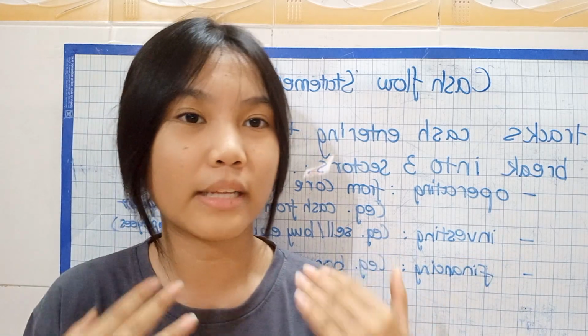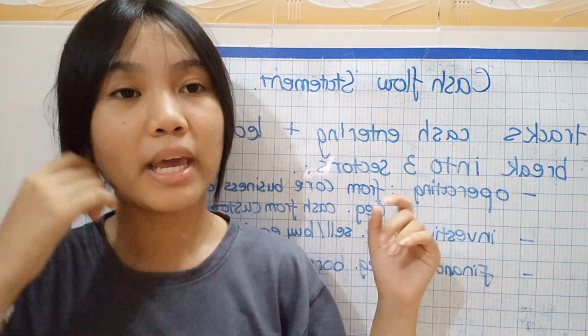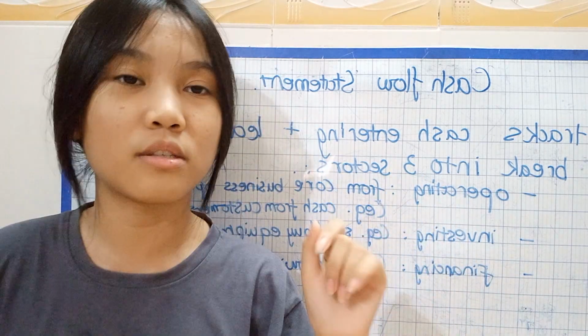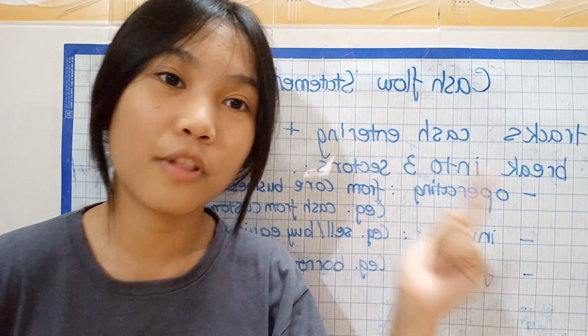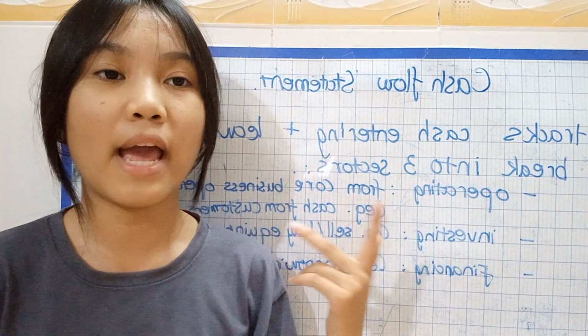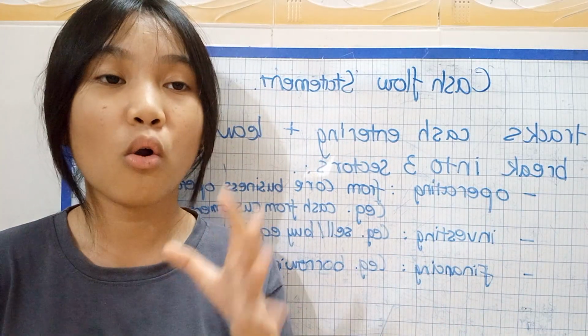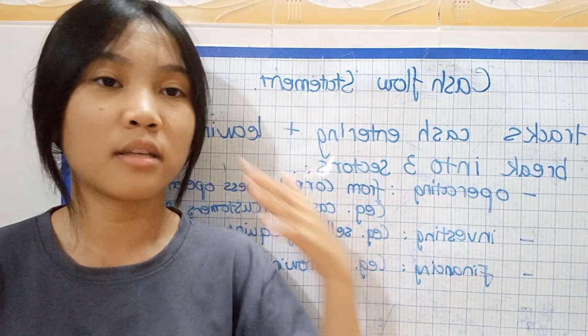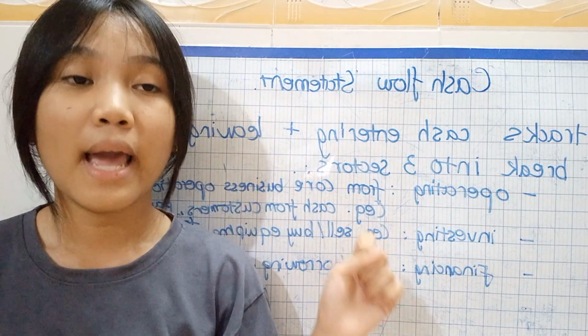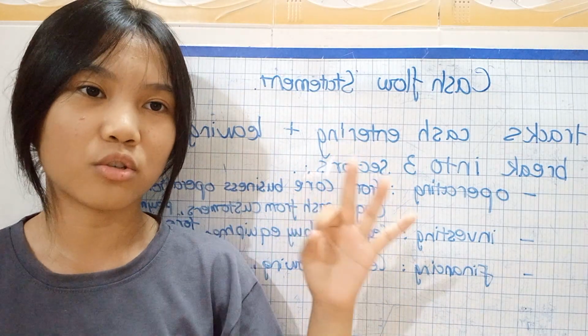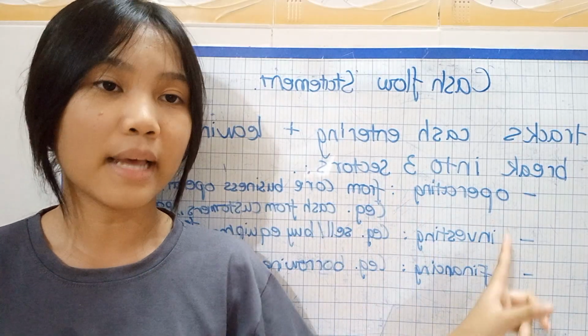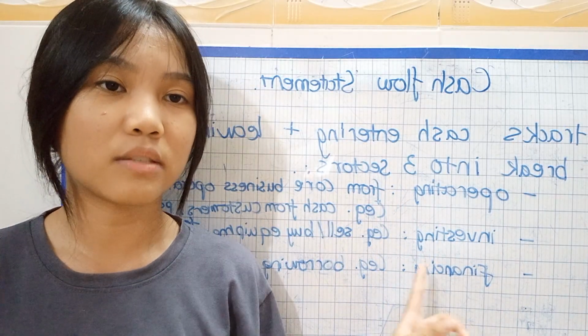So when you look at a cash flow statement spreadsheet, you'd be able to know two pieces of information: whether or not cash is flowing in, which is cash entering your business, or cash flowing out, which is leaving your business. And you track that through three sectors: first, operating, second, investing, and thirdly, financing.